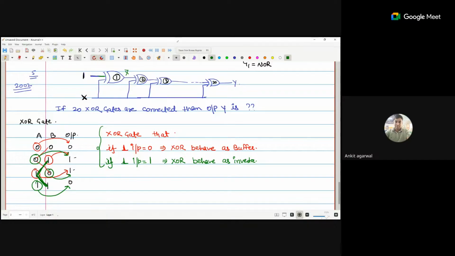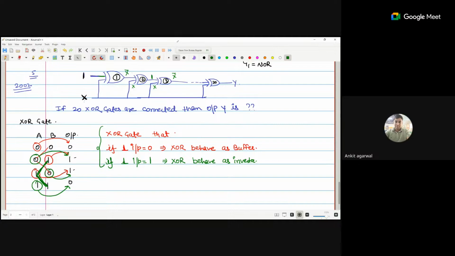Now if one input is X and the second input is X bar, that means both inputs are different. If X is 1, X bar is 0. If X is 0, X bar is 1. So 0 1 or 1 0 combination, and we get 1 here. Now 1 and X, we get X bar.